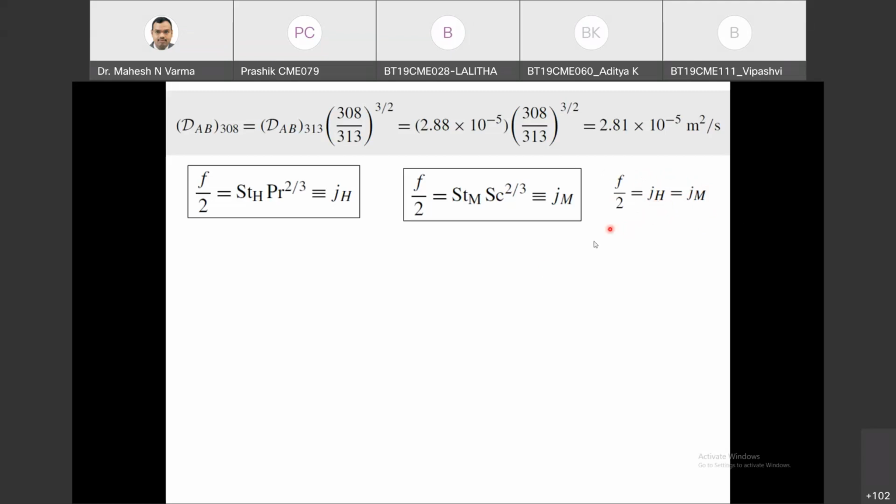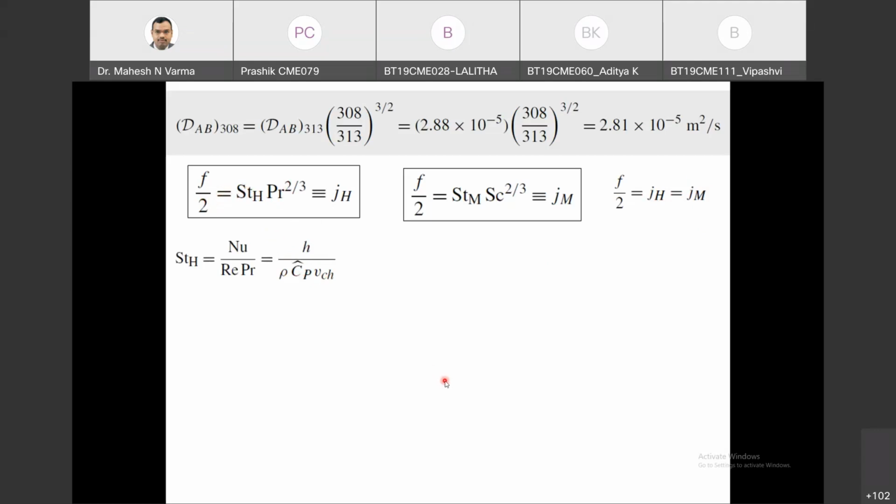So what is JH? JH is the Stanton number for heat transfer times the Prandtl number raised to 2/3. The Stanton number is already given: h is given, rho is given, Cp is given, velocity is given, so you can calculate this. The Prandtl number is given, and that equals f/2. So twice this will give you the friction factor.